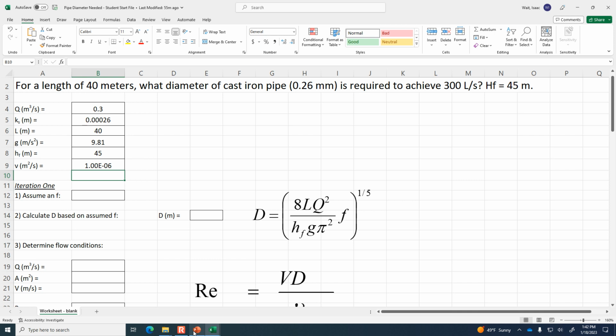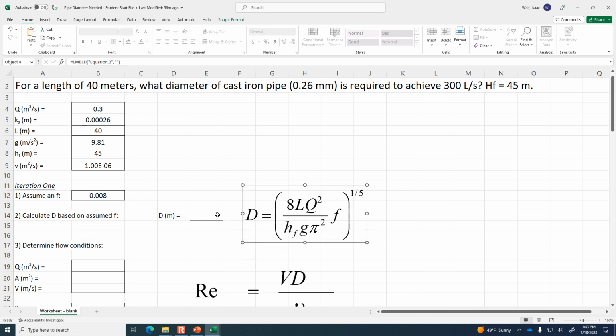Okay, so we're going to start with the guess value of F. And just to illustrate that no matter how bad your initial guess is, you can get it to converge on the right answer, I'm going to have the smallest F value that's possible, 0.0008. So that's at the low end of the scale. No, that's one too many zeros. 0.008. Yeah. All right.